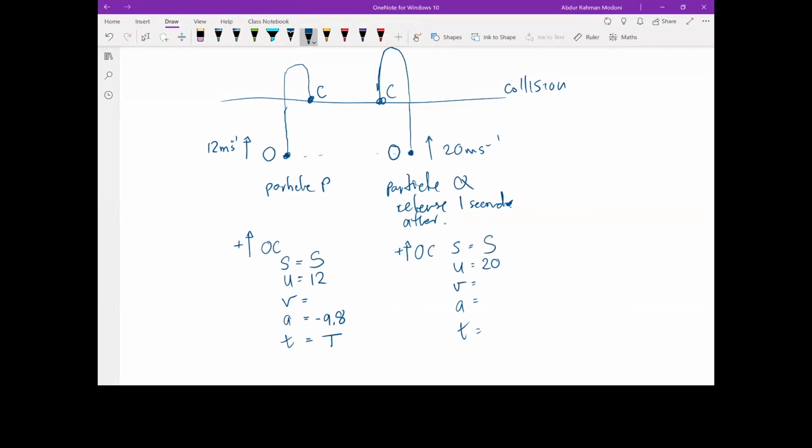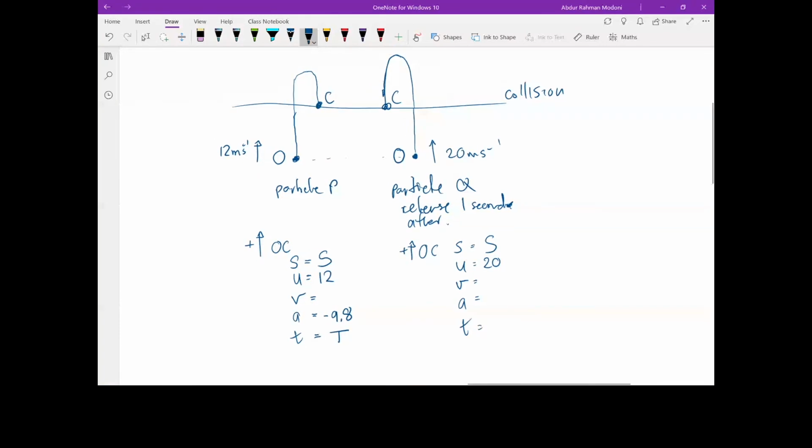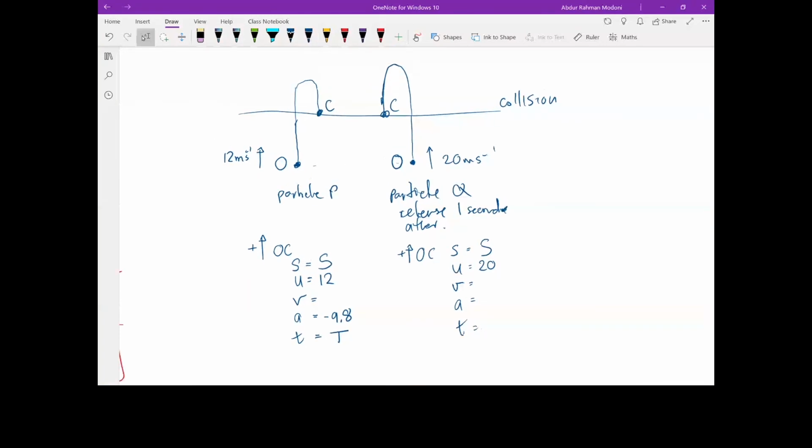Are you happy with that? This is a very important point to make sure we stop and pause and think about it. I've labeled them both S. If you're happy with that, thumbs up. If you have any questions, now's the time to ask. Ahmed, are you happy with that? Okay, let's move on then.